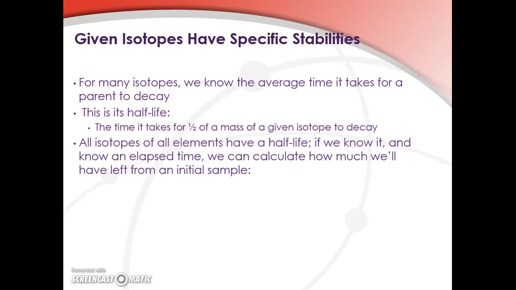All isotopes of all elements have a half-life. Every kind of decay has a probability for any given isotope. And if we know it, and we know a time that's elapsed, we can calculate how much we'll have left from an initial sample. And the expression's pretty simple. The amount equals the initial amount times 1/2 to the exponent of the time divided by the half-life.